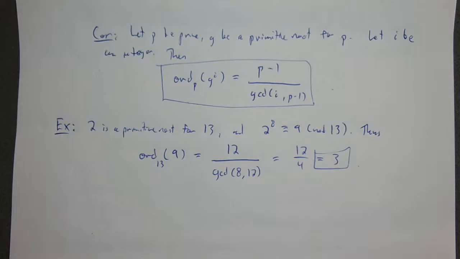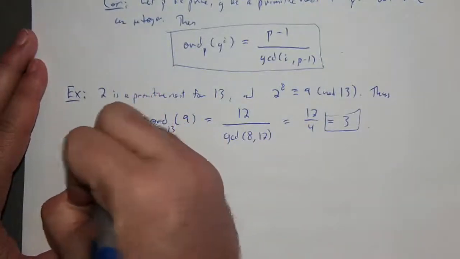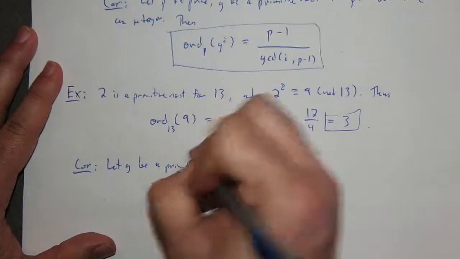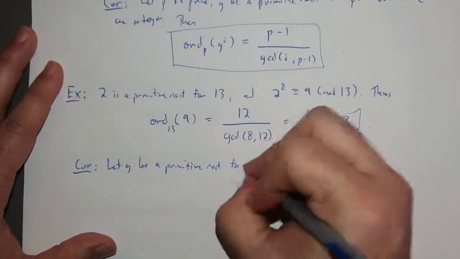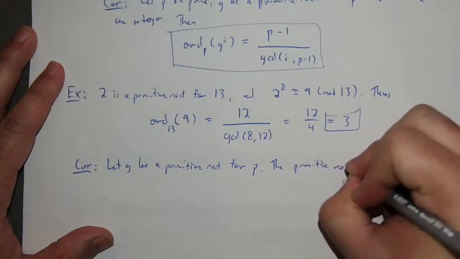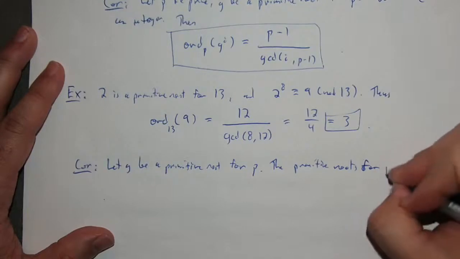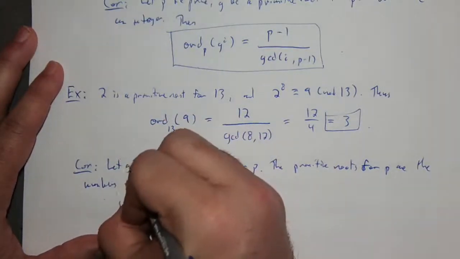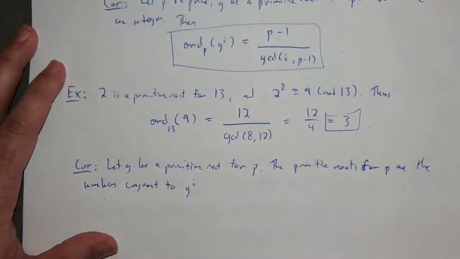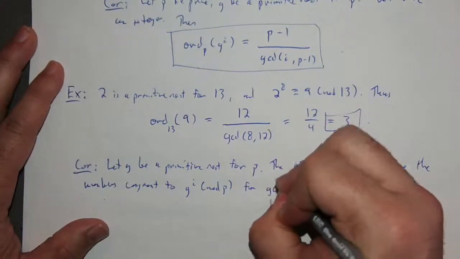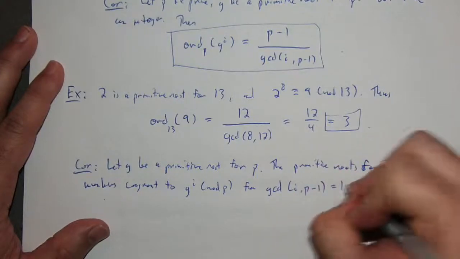So that's neat. All right. So, another corollary of this previous fact. Let g be a primitive root for p, p is prime. The primitive roots for p are the numbers congruent to g to the i mod p, for GCD of i and p minus 1 equal to 1.